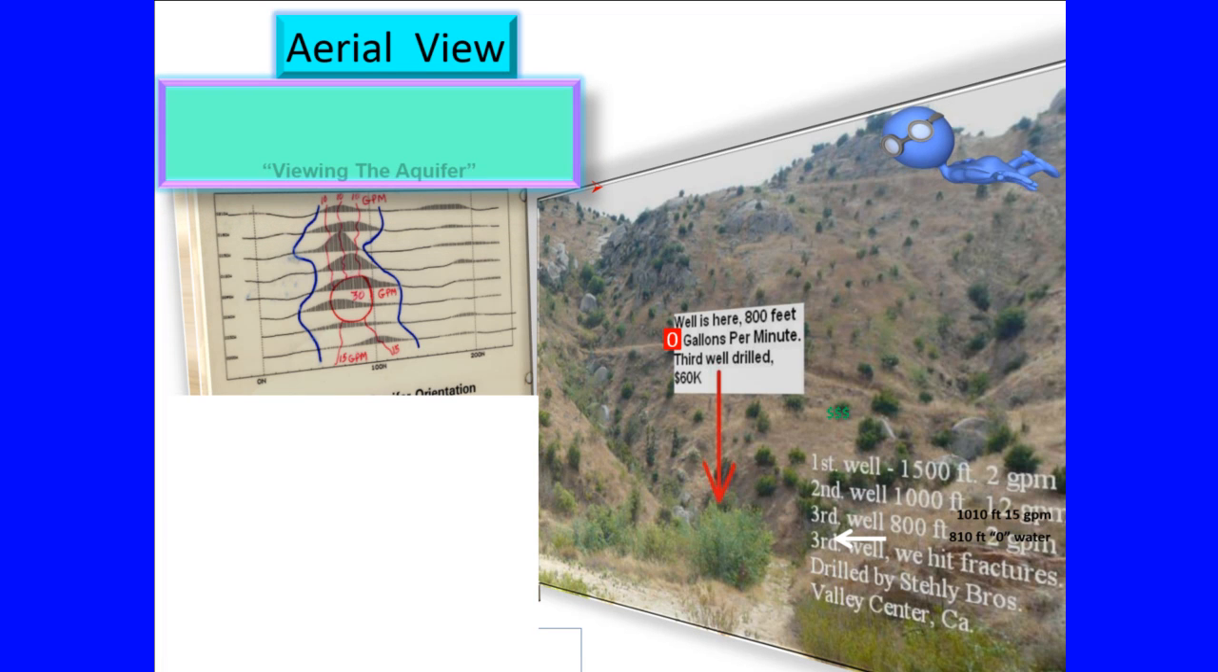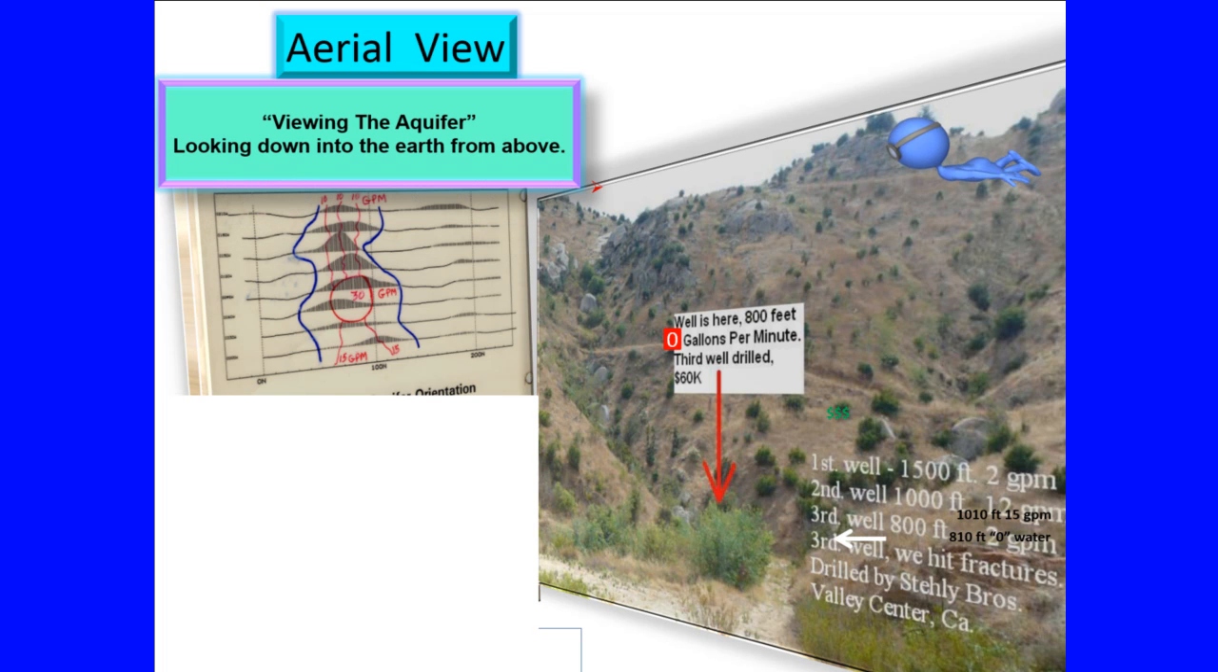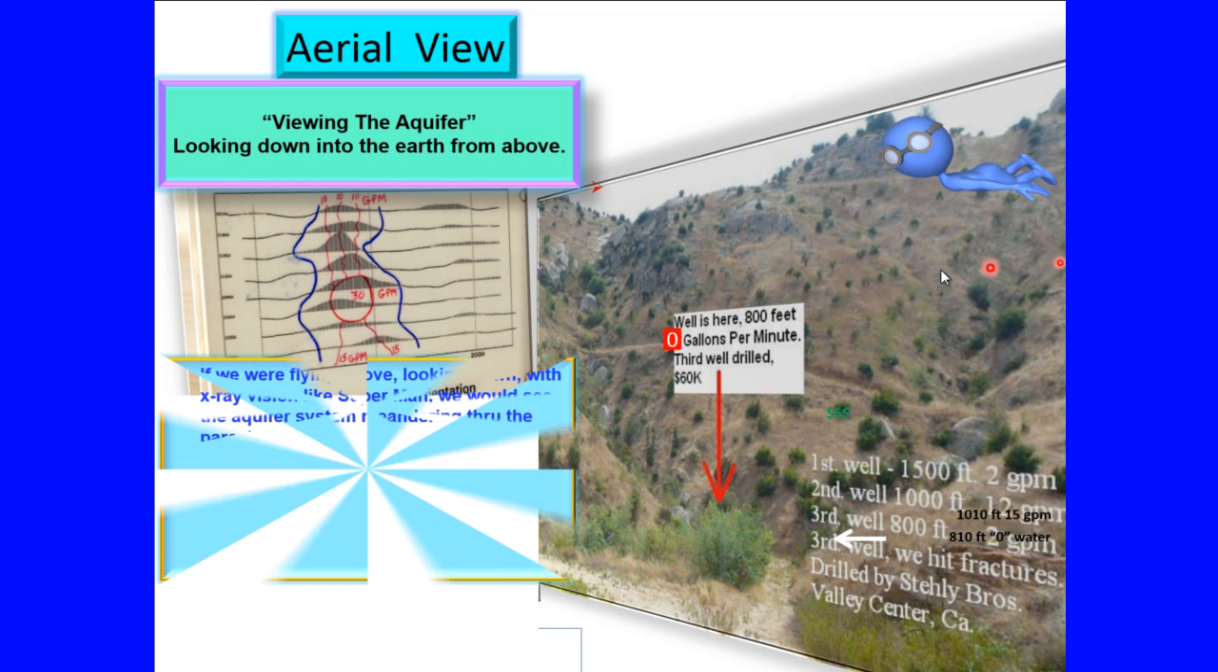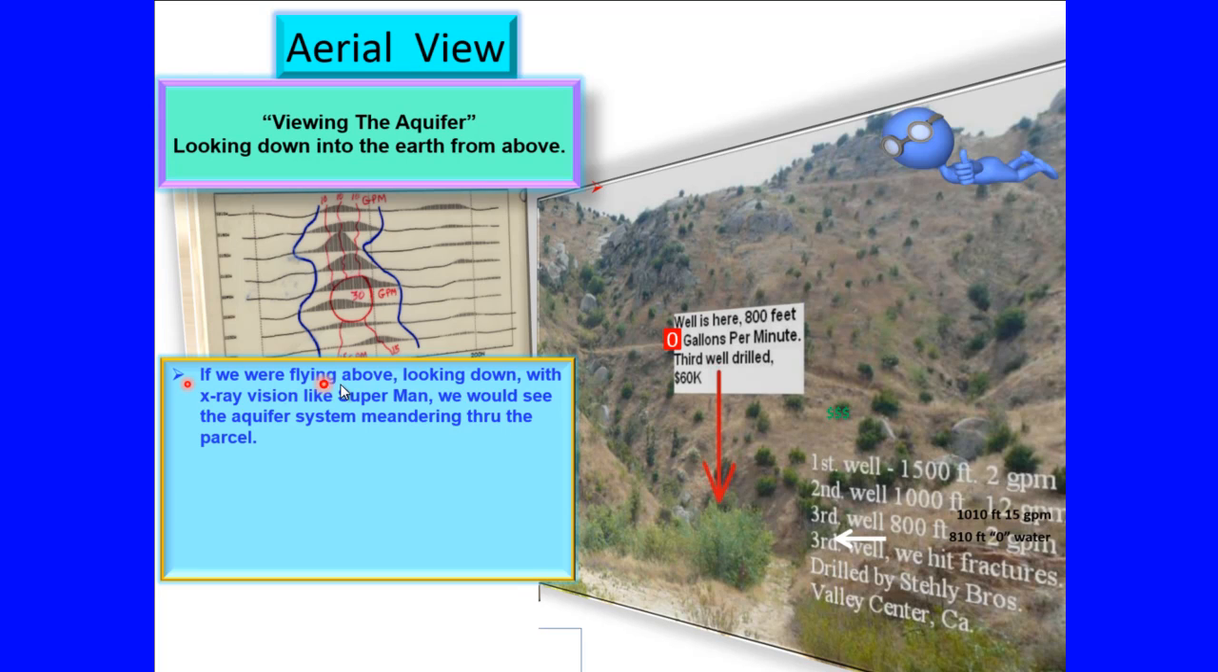Aerial view. Viewing the aquifer looking down into the earth from above. If we were flying above, looking down with X-ray vision like Superman, we would see the aquifer system meandering through the parcel.